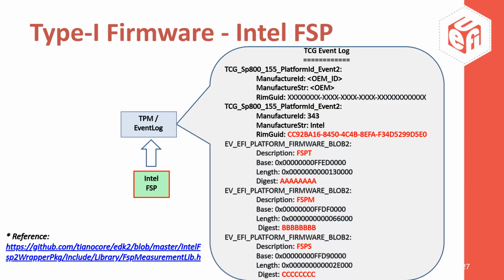And so again, the TCG event log already has a plurality of measurements for other host-based objects, but now there'll be an inclusion, when you activate these Type 1 measurements, of live digests of the FSPT, M, and S.